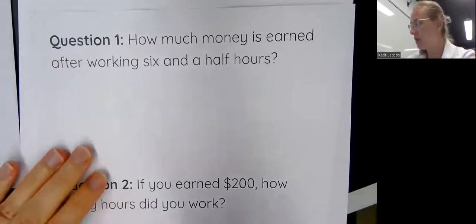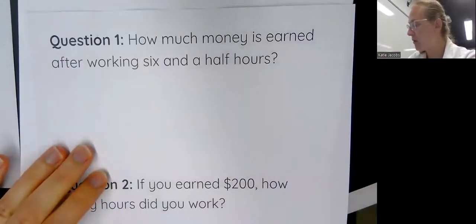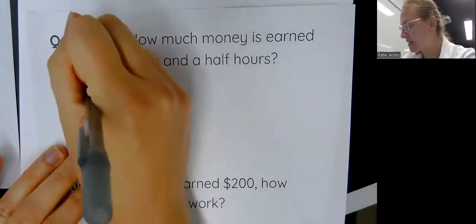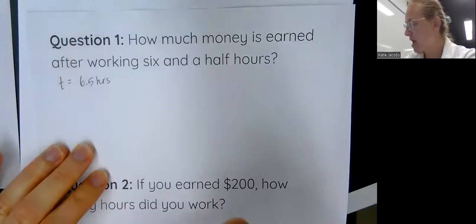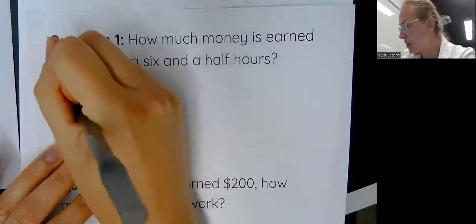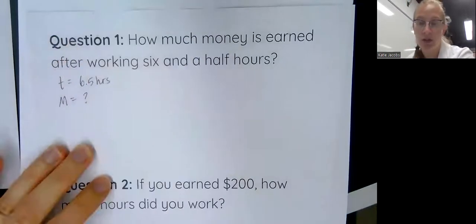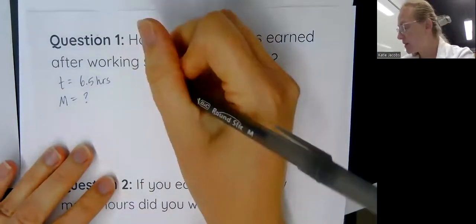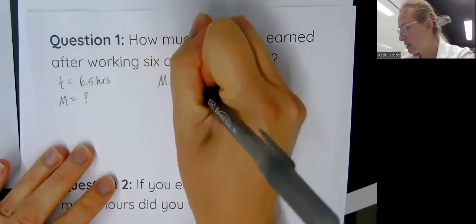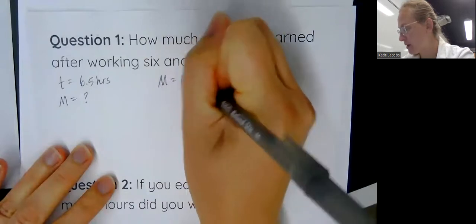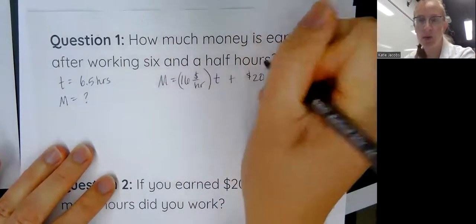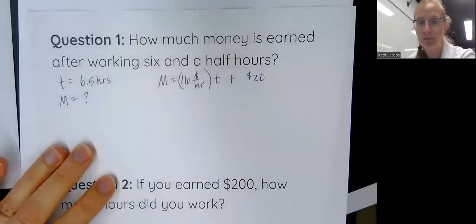We start with question 1. I like to write out what we know. We know that the time is 6.5 hours, and we don't know how much money is earned. We're trying to find the total money earned. I also like to rewrite the model, $16 per hour times T plus $20. I prefer to write it with the symbols, but you can always use words if you want to.